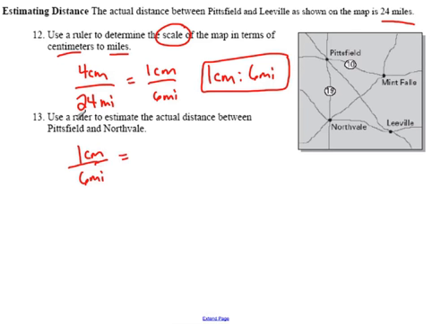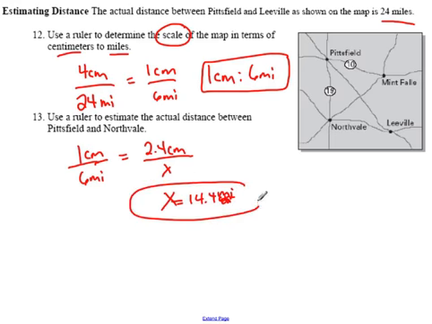So it says use the ruler to estimate the actual distance between Pittsfield and North Vale. I grab my ruler. My ruler tells me that those two are 2.4 centimeters apart. So I'll put an X here on the bottom. All I have to do is cross multiply and then again divide. I should get an answer a little bit less than 15, I think. So 2.4 times 6 gives me 14.4 for my X. So X equals 14.4, not centimeters, but miles would be our units.